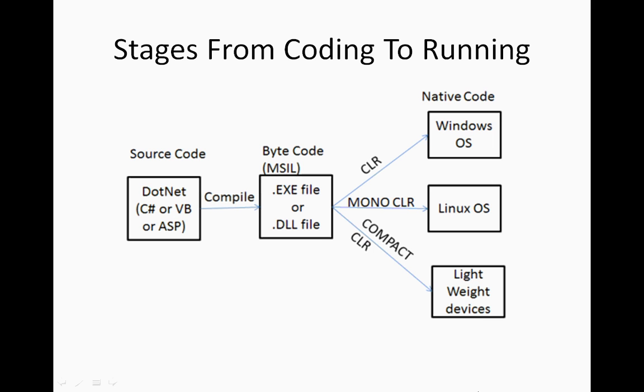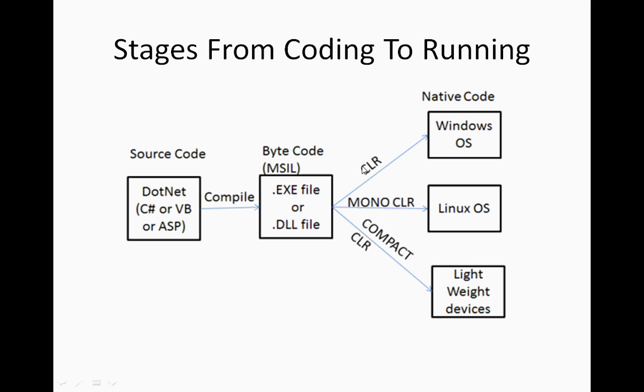Once this MSIL is generated, it will be fed into the CLR. You can see here you have different types of CLR: CLR, Mono CLR, Compact CLR. Mono CLR is an open source project from a set of people who developed the CLR to run on the Linux operating system. So now these CLRs can understand the MSIL code.